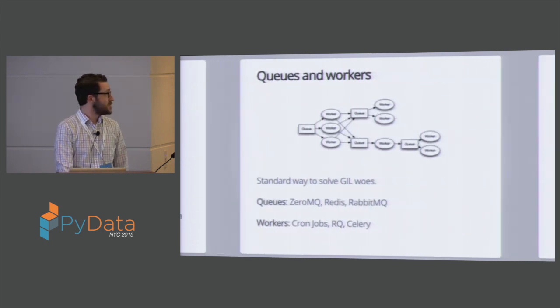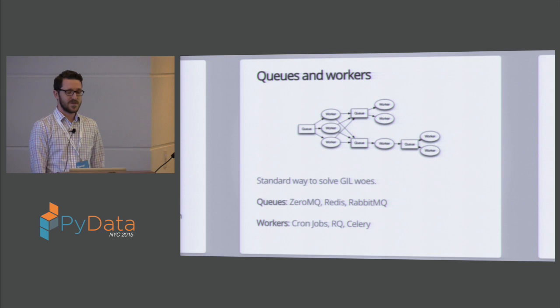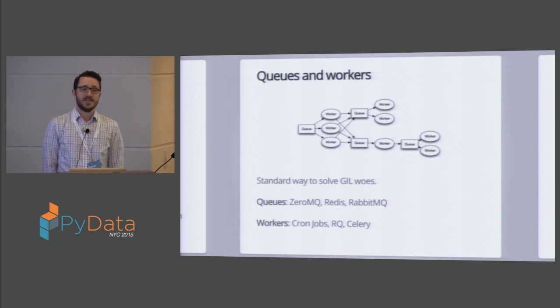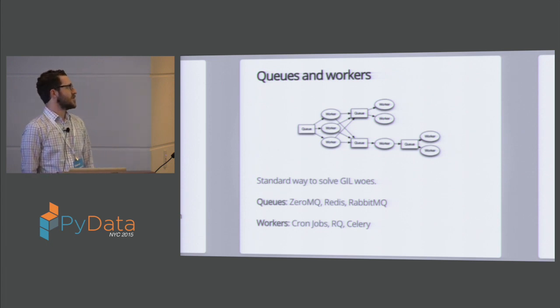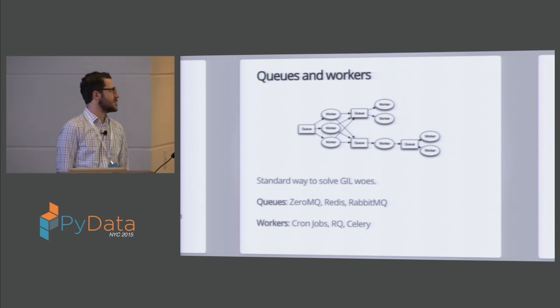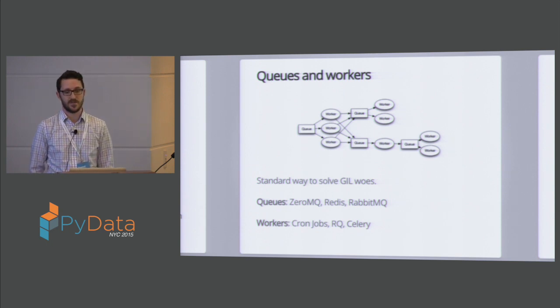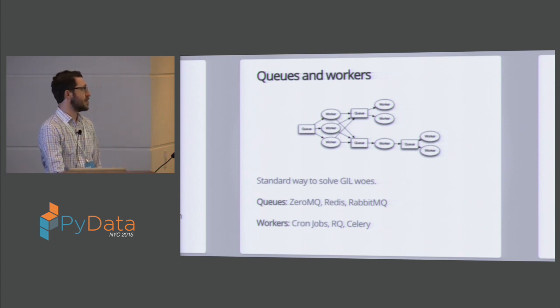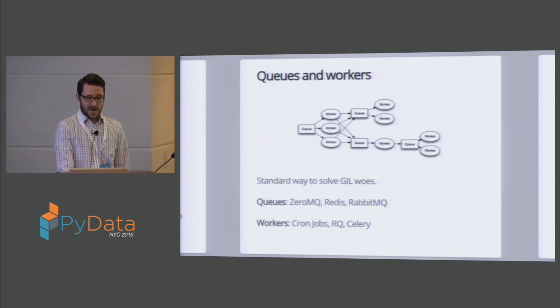But moving on. So the standard way that most people try to solve the problem of the GIL with a large production system where you're trying to do lots of things in parallel is by using a queue and worker system, where you have a queue that sits there and fills up with jobs, and then it sends the jobs out to the workers. So most people who do this use things like ZeroMQ and Redis and RabbitMQ and cron jobs and RQ and Celery and all that.